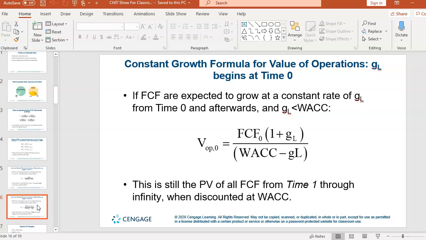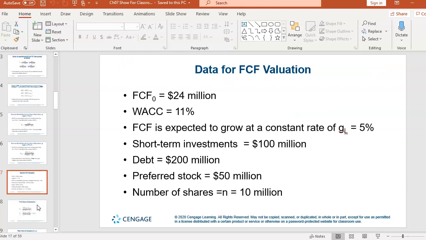Sometimes they'll say, here's FCF1. Sometimes they'll say, here's FCF0, and the growth rate is X percent. So sometimes you have to calculate FCF1. Sometimes they just give it to you. And so they're going to walk us through an example, and you have examples in your chapter also.